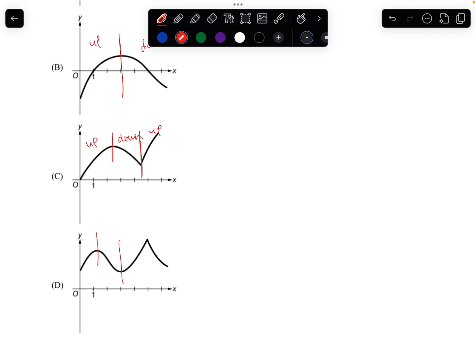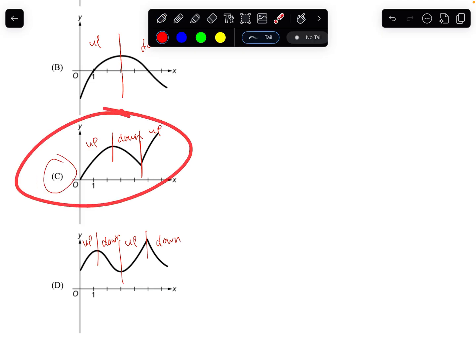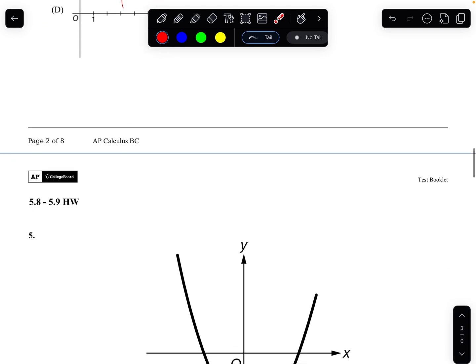So here, this would be up, down, but this would mean that there would be 3 points of inflection. So it's got to be C. Yeah, it's got to be C. 2 points of inflection. Cool.